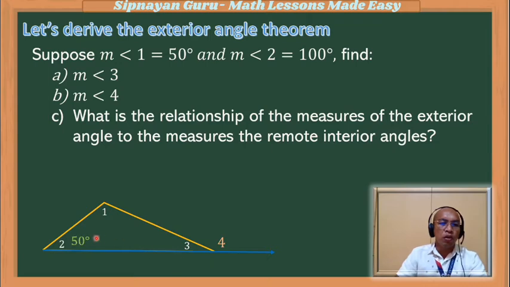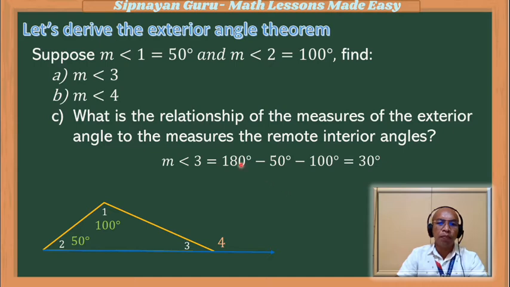Now, we all know if this is 50 and this is 100, the sum of the three angles of any triangle is always 180 degrees. So therefore, the measure of angle 3 must be 30 degrees. Again, angle 3 and angle 4 are forming a linear pair. A linear pair is supplementary. That means the sum of their measures is equal to 180 degrees also. So 180 minus 30, this is 150 degrees.